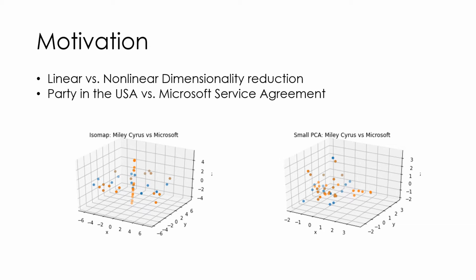Here on the left, we show a nonlinear dimensionality reduction, IsoMap. And you can see the Miley Cyrus lyrics in orange tend towards a linear shape, while the Microsoft Service Agreement is more scattered. And on the right, using PCA, since it's a linear dimensionality reduction, you don't see as much shape in that.